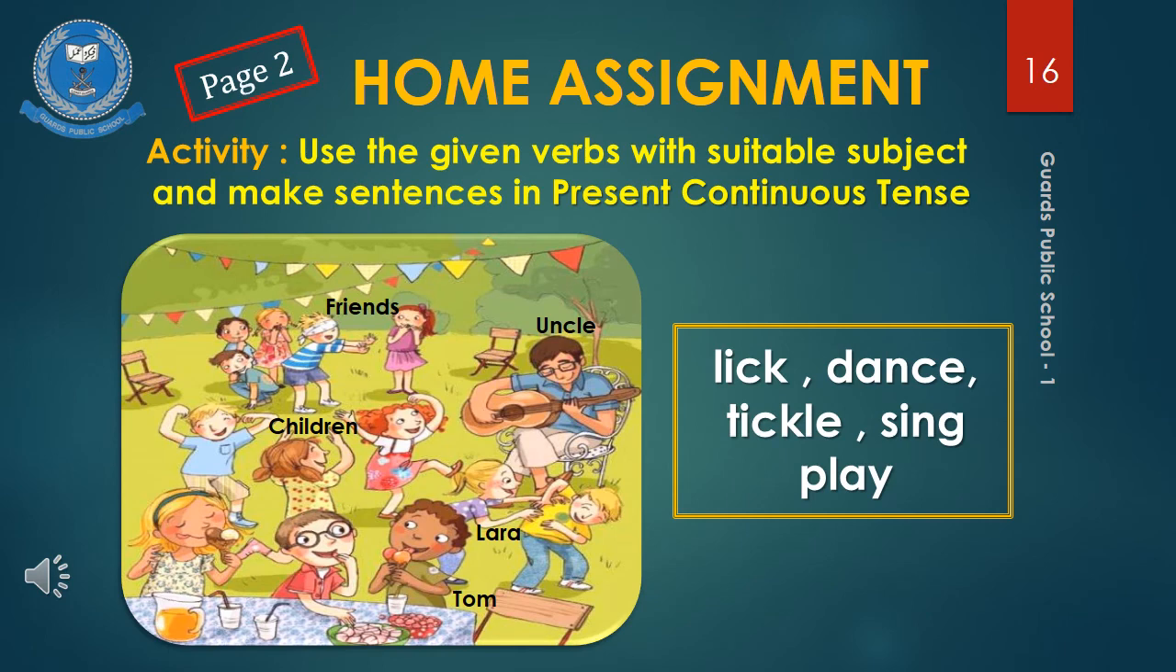Activity. Use the given verbs with suitable subject mentioned in the picture and make sentences in present continuous tense. Make sure to use correct form of verb and helping verb while forming the sentences. You can elaborate the sentence by adding adverb, adjective or object as per suitability of the situation of your sentence.